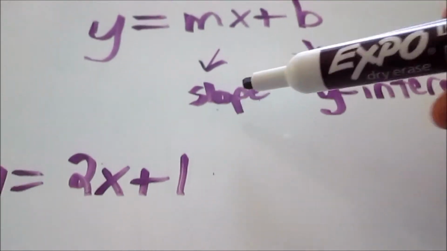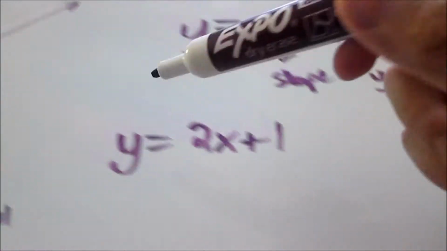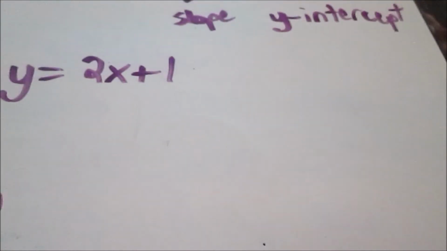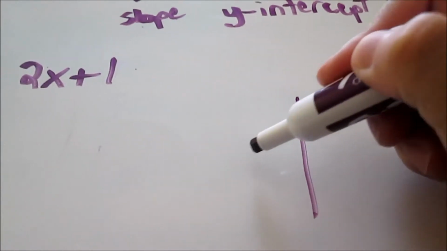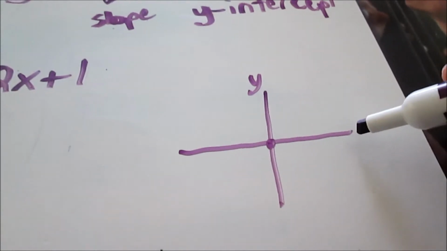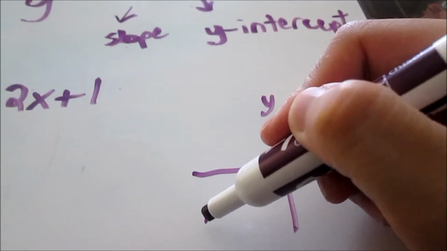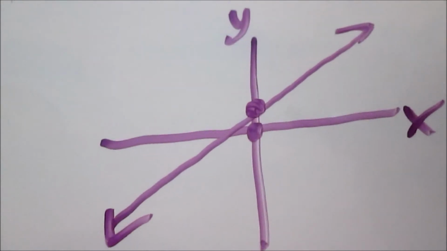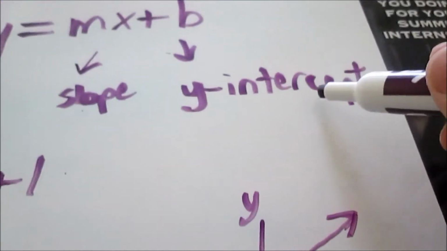The other part, back here, y-intercept. Y-intercept will determine where this line goes through the y-axis. So usually a line is graphed on a coordinate plane, and it has a y-axis and an x-axis. Now the equation will create a straight line, and wherever that line goes through the y-axis, that is the y-intercept.